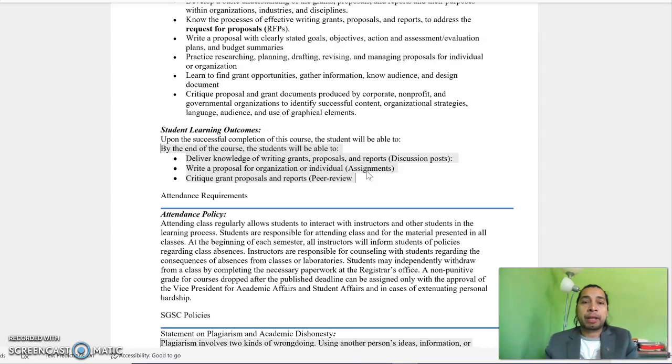Okay. And again, by the end of the semester, the outcome would be delivering knowledge of writing grants, proposals, and reports, and writing a proposal for an organization or individuals. And also you'll be able to critique grant proposals and reports as well, because you'll do that through peer reviews. Most of your peers in the class will review each other's proposals and then give their critical feedback on your draft, including myself, and I'll also be reading your proposal and giving you my feedback. So based on that, you will revise. This kind of practice you will do in this class.